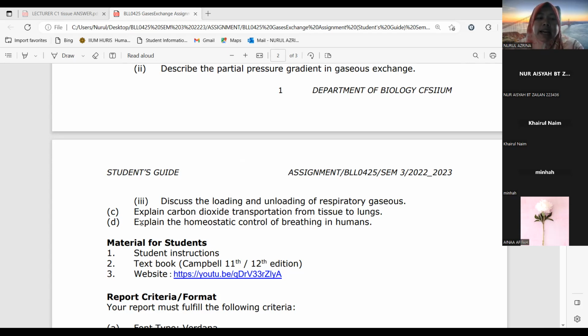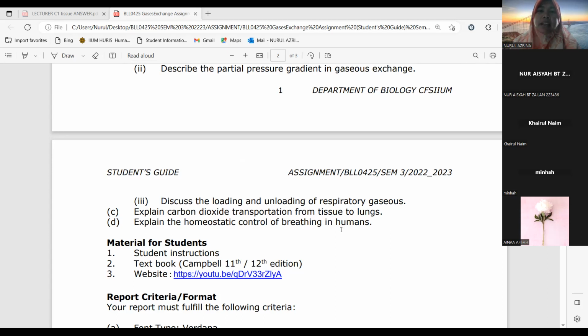And then the last one, explain the homeostatic control of breathing in human. What does homeostatic control of breathing in human mean? What are the mechanisms involved that allow us to inhale and exhale? Why is it that after a very deep inhalation we have to exhale?